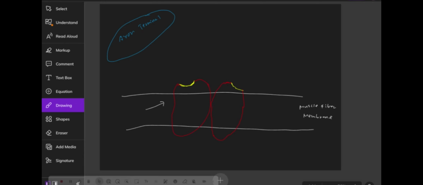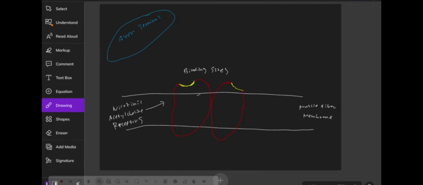Okay, so here's a more detailed explanation of how the acetylcholine signaling pathway works. So these two red shapes are the nicotinic acetylcholine receptors, and these yellow highlighted portions, those are the binding sites of the receptors.